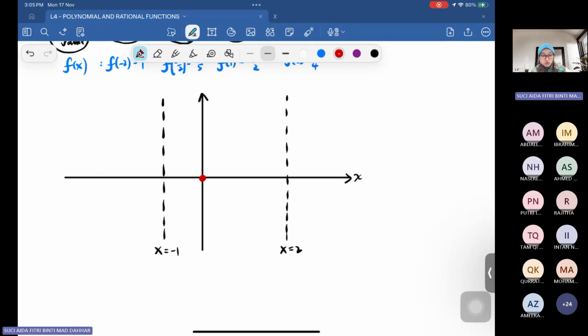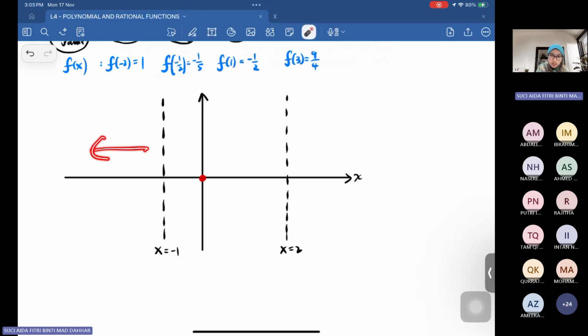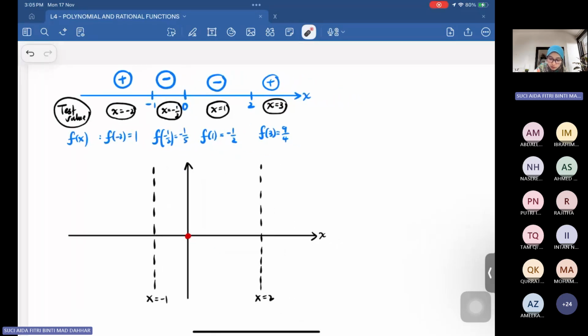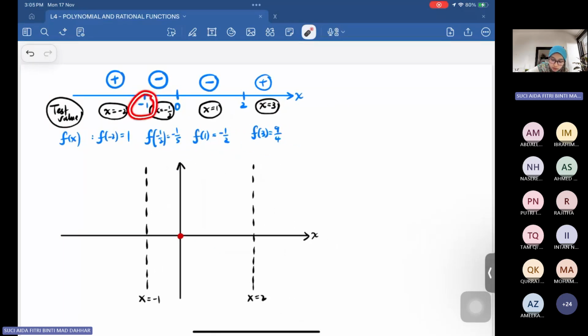Okay, it will pass us through this point. So let's go through the first partition on the left side here. What happened before -1? Look at the sign. What happened before -1? The y values are positive.